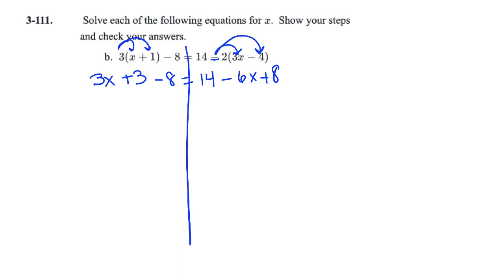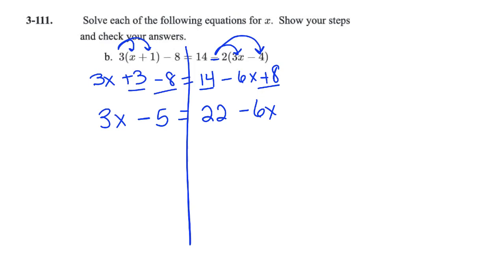Next, I'm going to combine like terms on each side. So I've got a positive 3 and a negative 8. Combining those, removing 0 pairs, that would be a negative 5. On the right-hand side, I've got a 14 and a positive 8. That's 22. Still have that minus 6x.